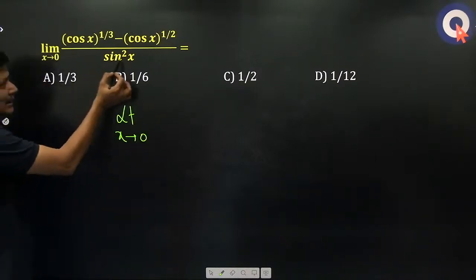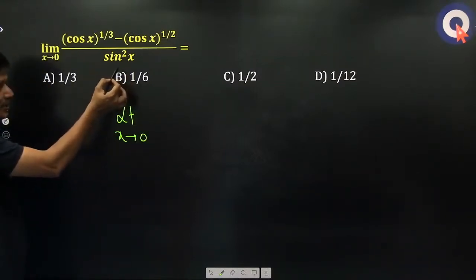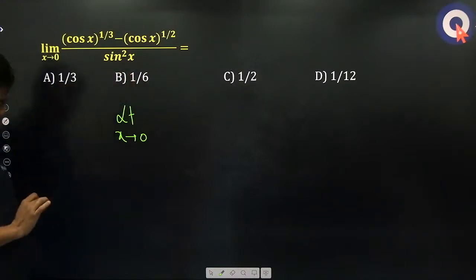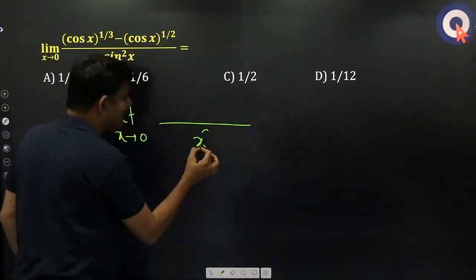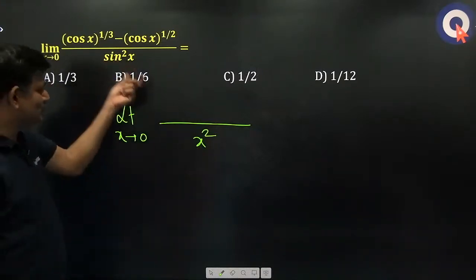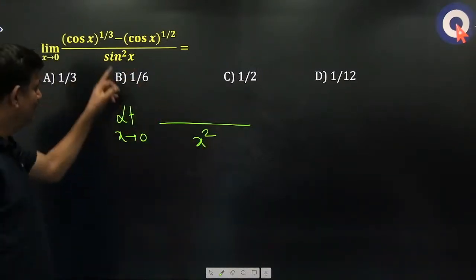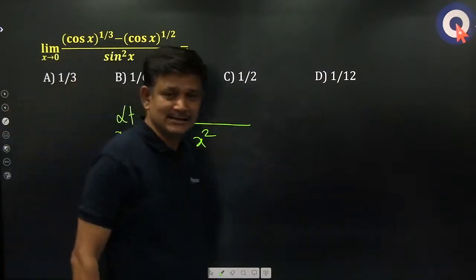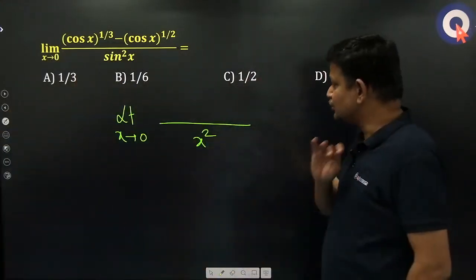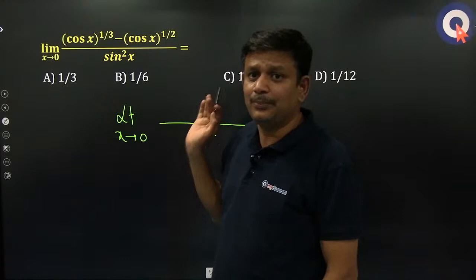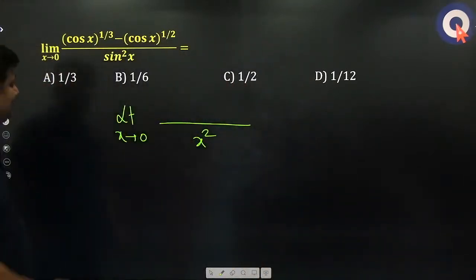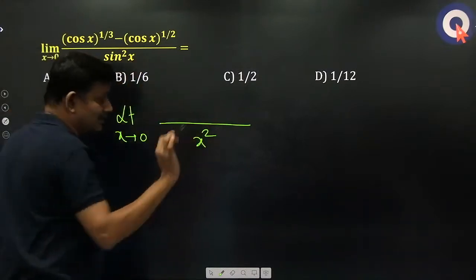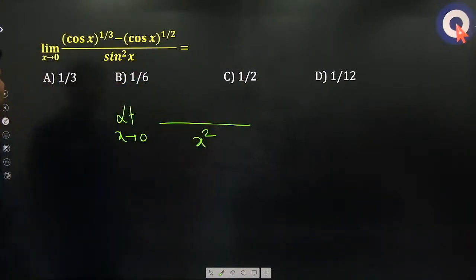See, sin x by x is 1, yes or no? Sin x is equivalent to x. So there is no harm in a product if you write this sin square x as x square. If you write sin x as x, equivalent to infinitesimal, there is absolutely no harm in a product. Don't do that when you have a difference or any other combination. Only in a product, you can happily do that.